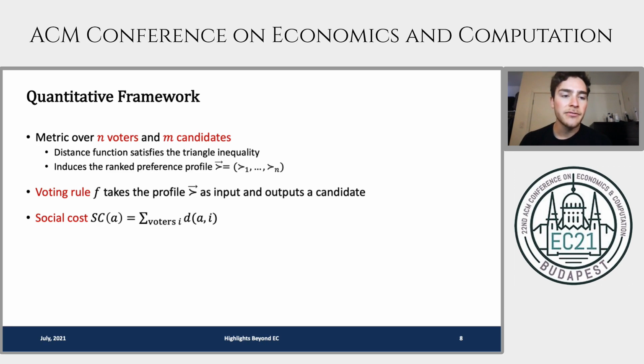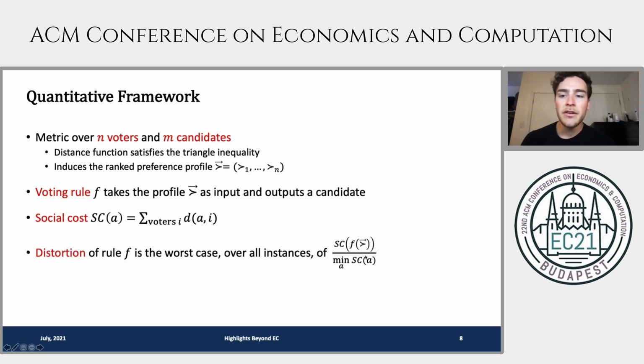And how are we going to evaluate different voting rules? We'll use this notion that's called distortion in this literature. So what is this distortion? This is an approximation, essentially. We say F doesn't know what the metric space is. But let's imagine, in the worst case, what is the worst possible metric for whatever candidate this F chose?